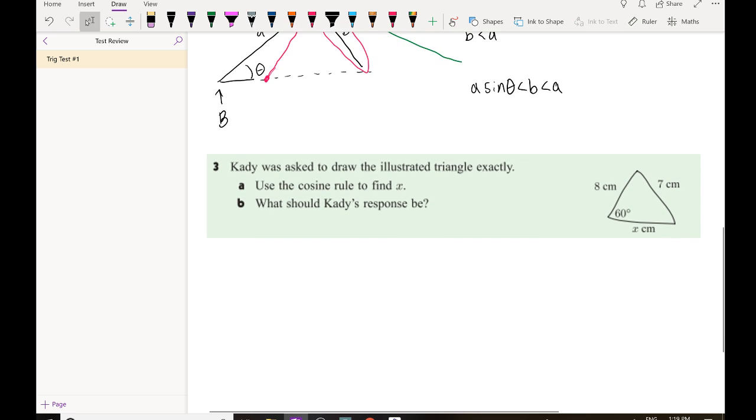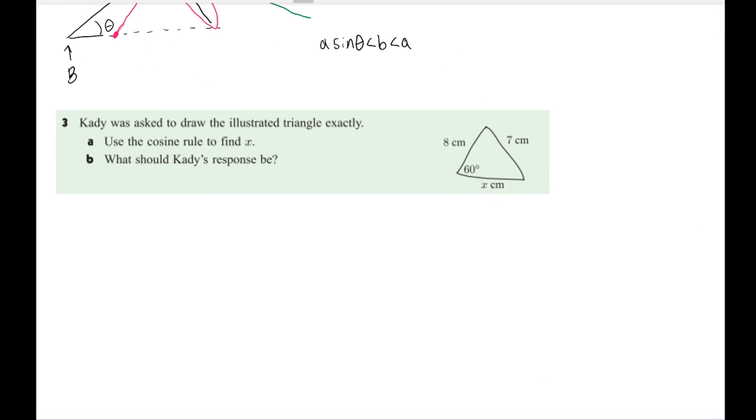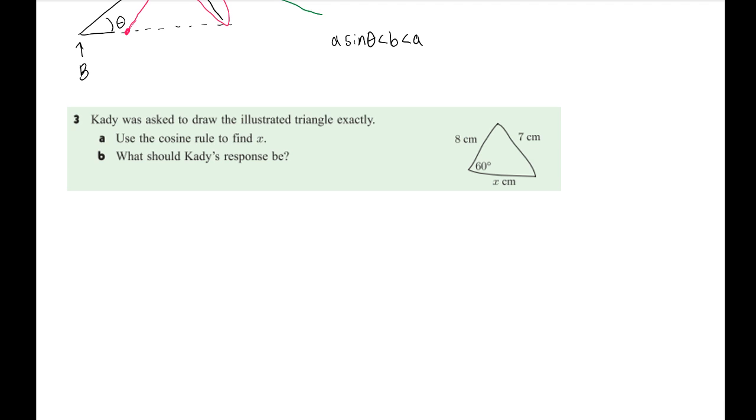I'm going to move on to Hannah's question now. So Hannah's question was from review set 9A, and it was number 3B. And she says, I got 5, and I know the triangle's ambiguous, but I can't find the other value. Okay, so let's take a look at this.